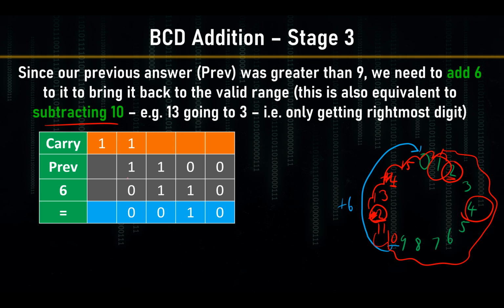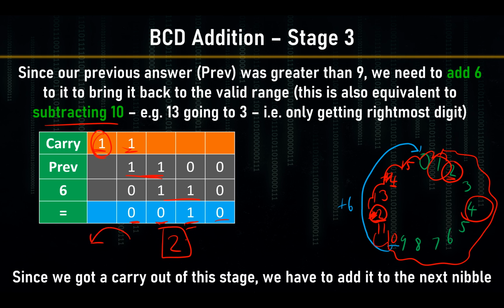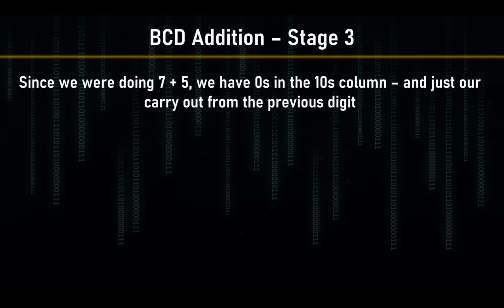So if we do that, we take our previous answer, which we said was 12, and we just add 6 to it. 0 plus 0 is 0, 0 plus 1 is 1. 1 plus 1, again, is a sum of 0, carry of 1. Then we've got 1 plus 0, again a sum of 0, but in this case another carry of 1. So here we see this is 2, so this part is fine. But since we've got this carry, we have to go into the next column. We have to add this to the next nibble.